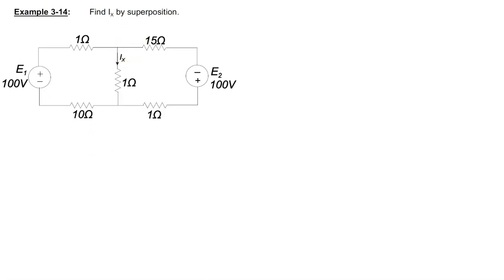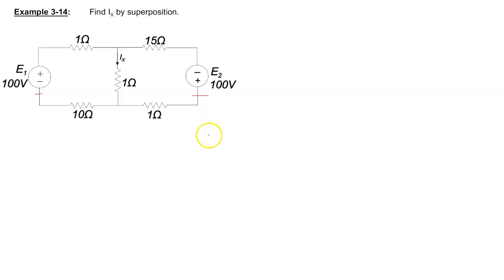Okay, so from the point of view of superposition now, we have two sources and we want to figure out how much each one contributes to Ix right here. And so we need to start then by redrawing the circuit.